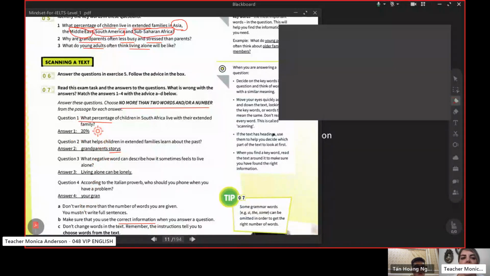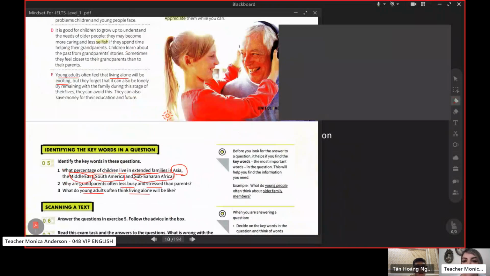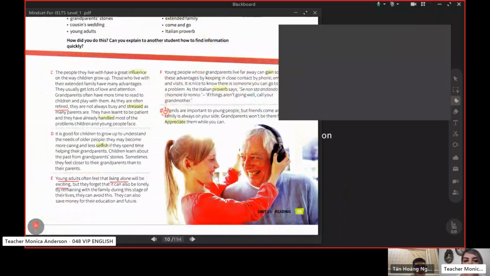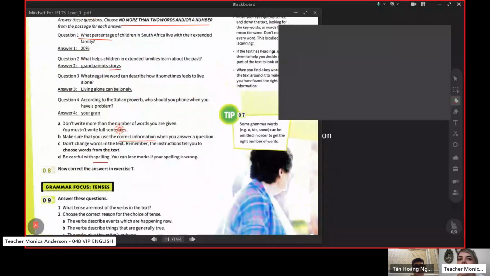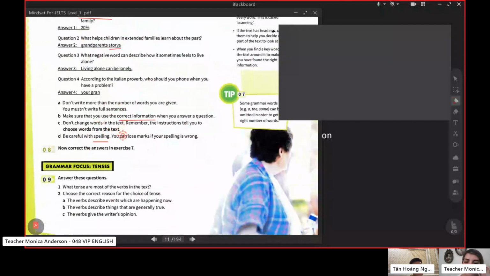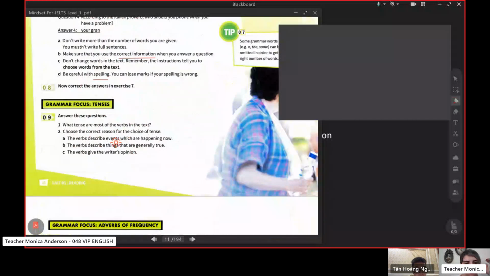This is correct information. For example, if I write here, about 20%, is it correct? No, because this is about 20%, but in the text, I have 20%. So I need to use this number for my answer. Okay, this is correct information. Just 20%, no about. Get it? Yes. Thank you. Very good.